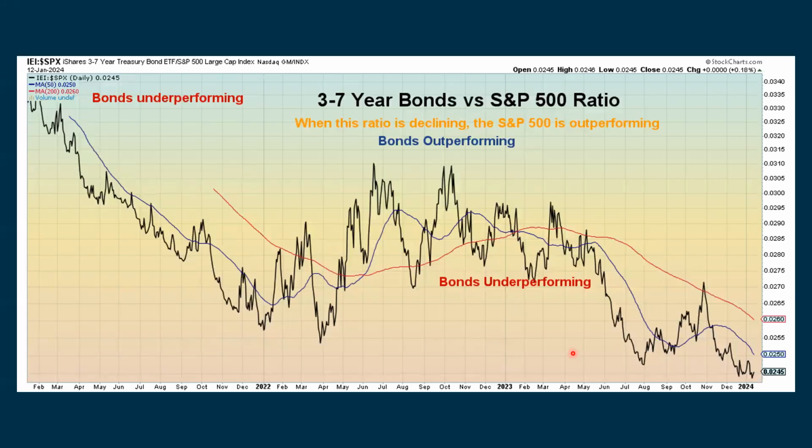And then we look at the comparison between stocks and bonds. When this is going down, that means bonds are underperforming stocks. Well, you could take that another way, and I have another inverse of this same chart.